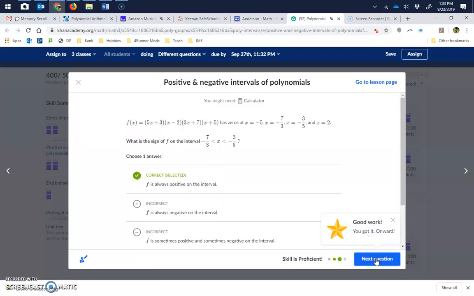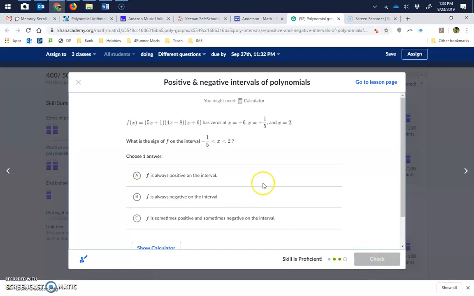All right, and last question. Here we go. Okay, so we're going from negative 1/5 to 2. There's no other zeros between these two numbers, and it also crosses 0, so I'm going to put 0 in here.